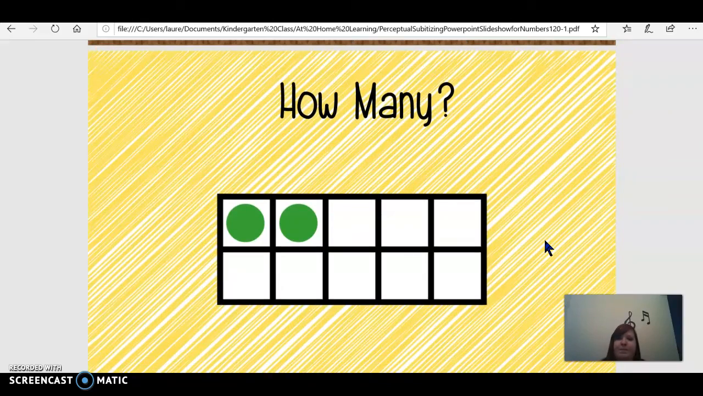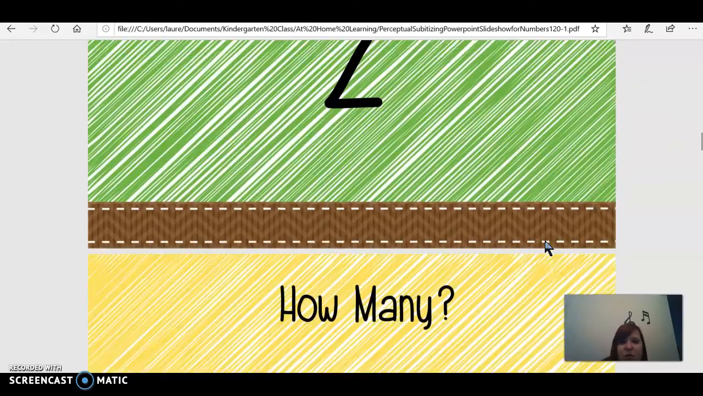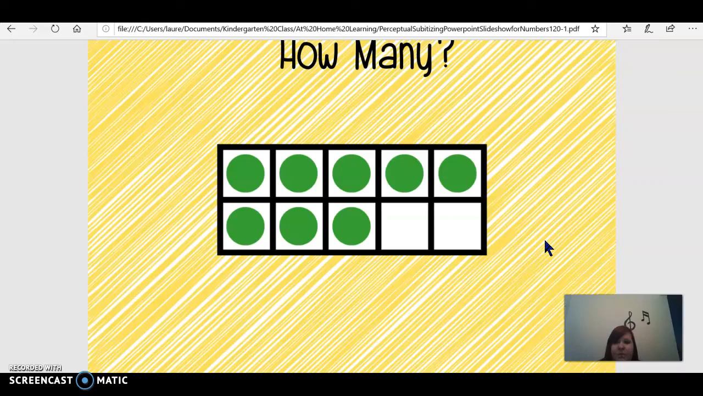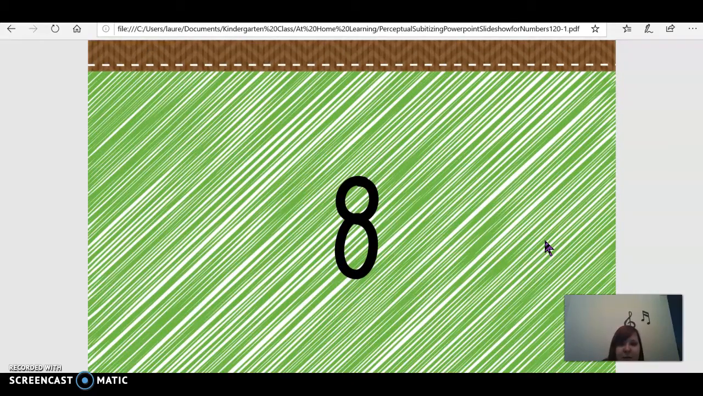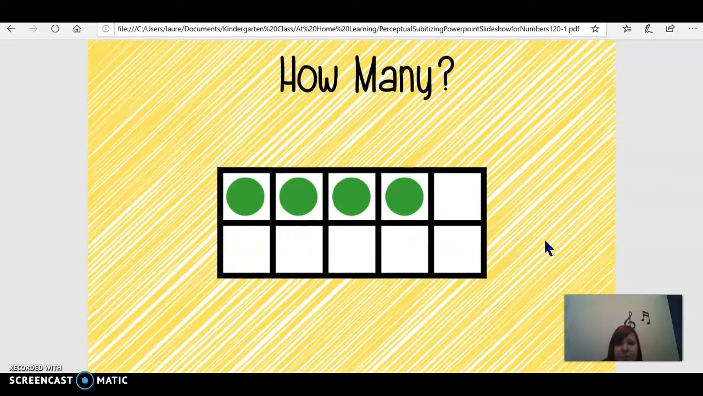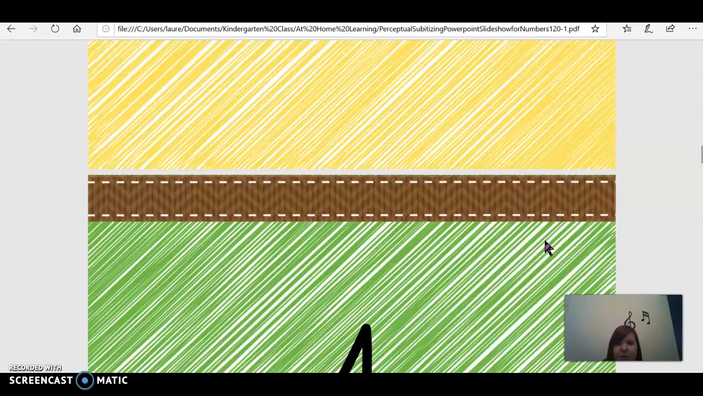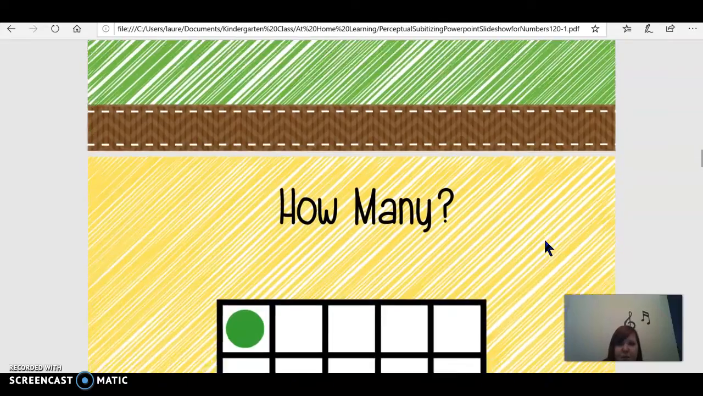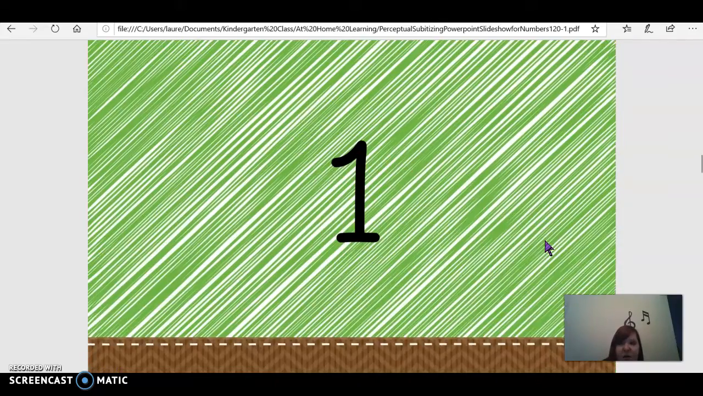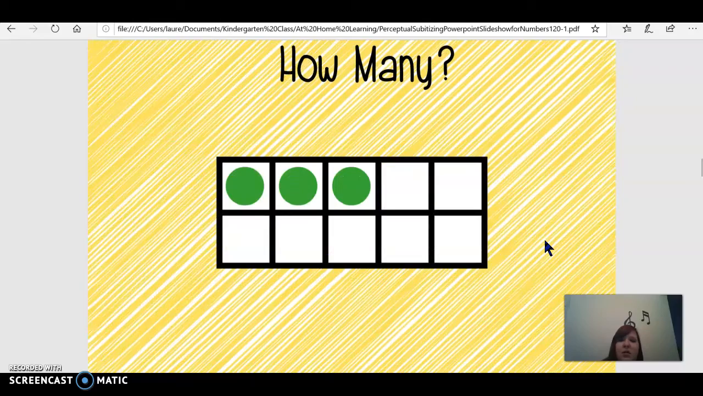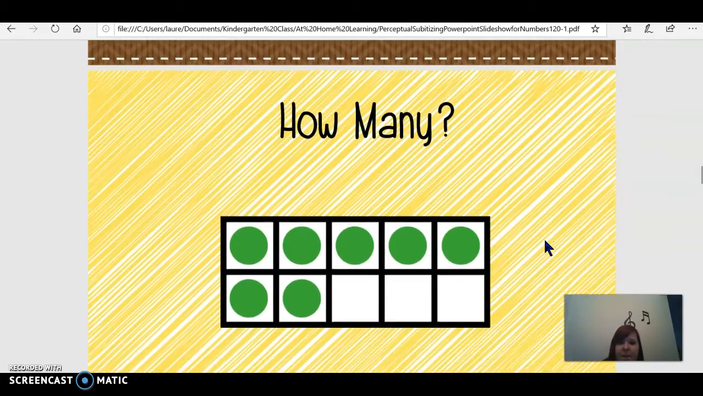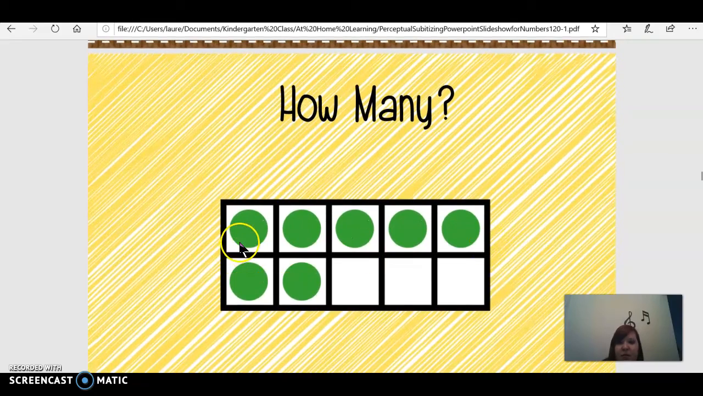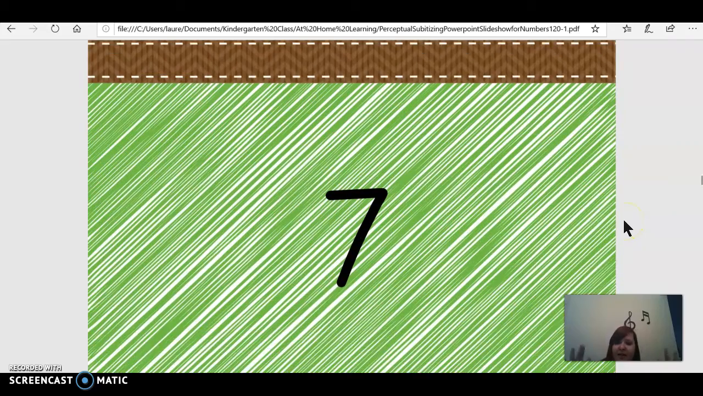Same with this one. How many? 2. There's a 10 frame with 2 missing, so you should have 8. 4. That one's easy. It is 1. 3. So this is a 5 group way. So you have 5. You know 5's on the top, and you can go 5, 6, 7. You have 7.